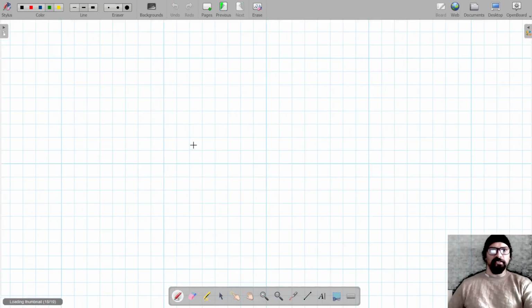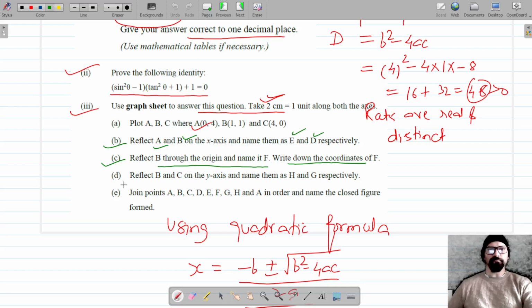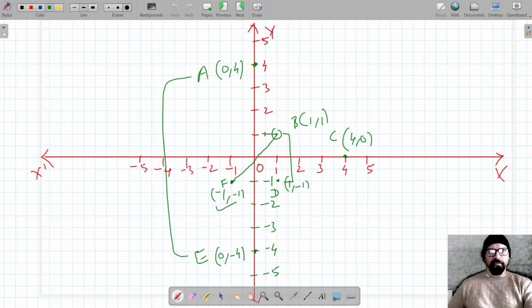Okay. For part D, reflect B and C on the y-axis and name them H and G. So we are reflecting B and C on the y-axis, and naming them H and G. To reflect points B and C on the y-axis, we draw a vertical line through the points B and C. So the reflection of B on the y-axis becomes -1 and 1, and we name it H. So this is H.